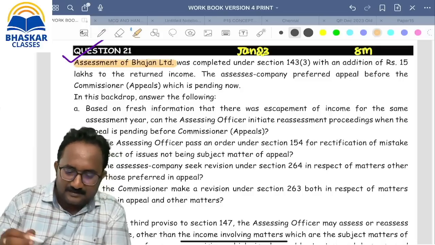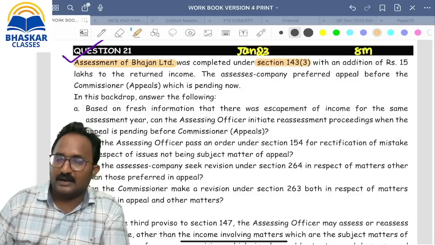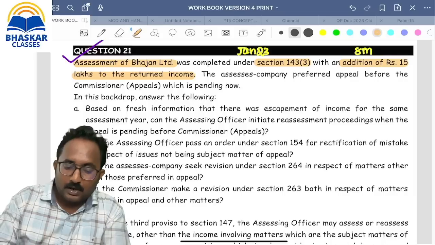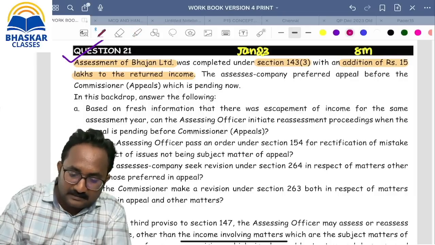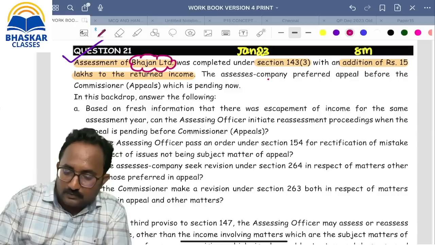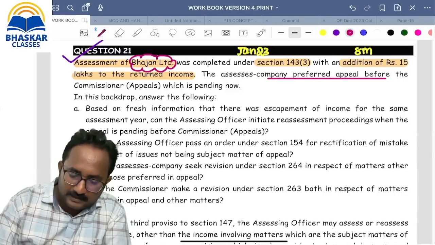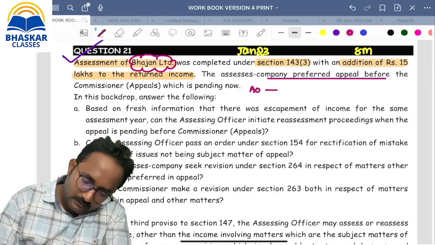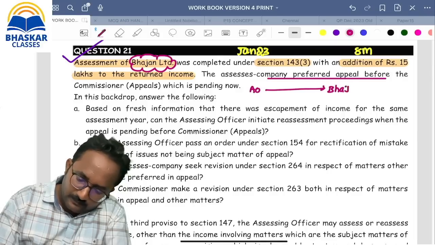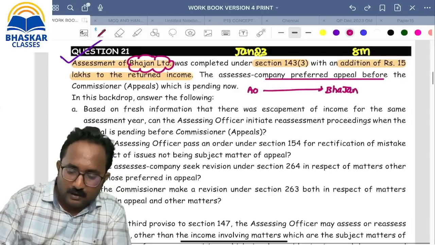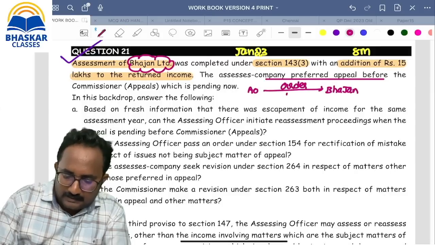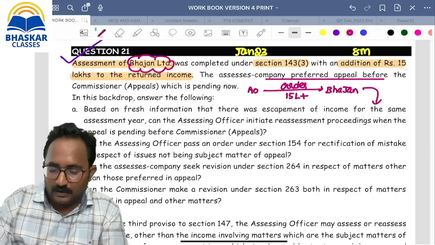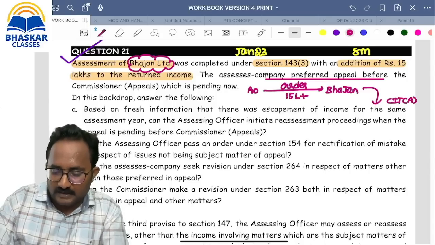Assessment of Budget Limited. The scrutiny assessment is completed. They are adding 15 lakh to the returned income. Now Budget Limited, the company, wants to go for an appeal before the CIT(A). SSC is nothing but the assessee company. The AO order added 15 lakh to the returned income. Now, has Budget Limited accepted it, or are they going for an appeal? They are going for an appeal before CIT(A).